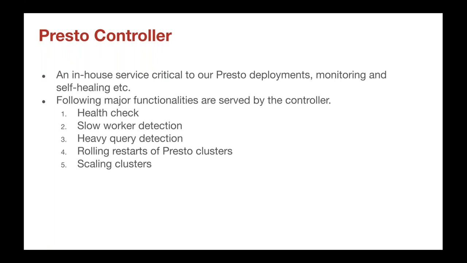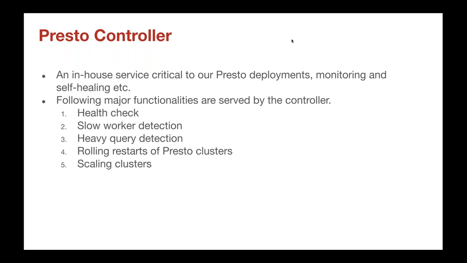Next, we will talk about the Presto controller. As we mentioned before, the Presto controller is a critical piece for monitoring, self-healing, and deployment. It is a Python based service, and here are the major functionalities provided by the controller. We do health checks. For example, we send a canary query to the Presto clusters every minute to decide whether a cluster is healthy or not healthy.